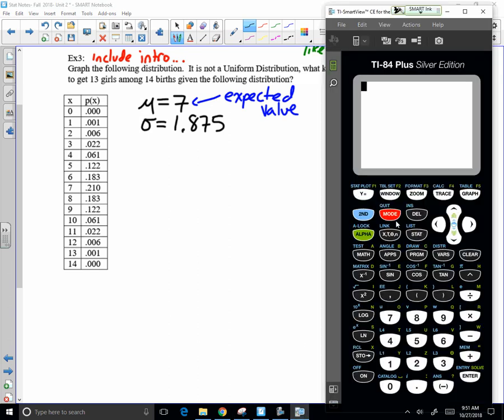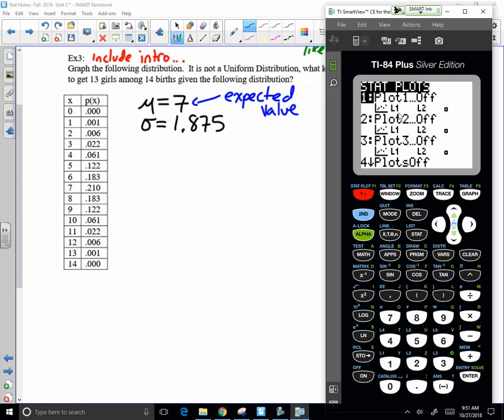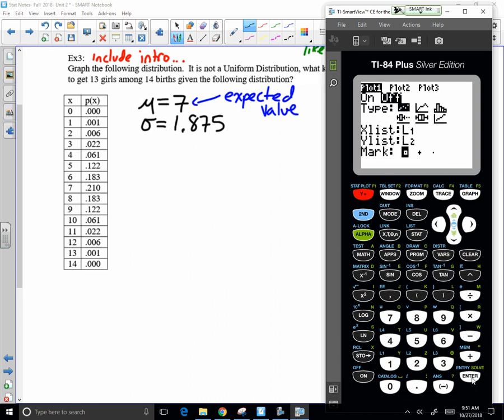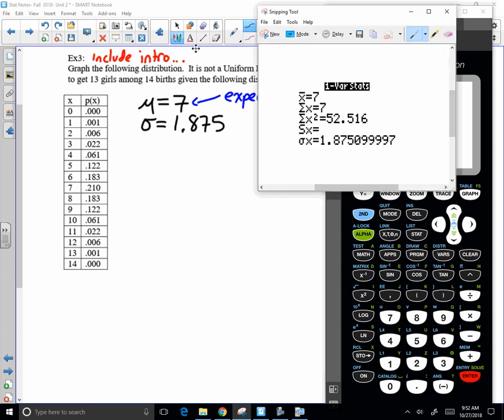So what I'm going to do is take a look at the graph. So second y equals, I'm going to put my plot 1 on. Right. And you could pretty much choose your type here, except for a scatter plot. Histogram will do the job. If you want to go box plot, you can do that too. I'll do a histogram. And let me actually snip that.